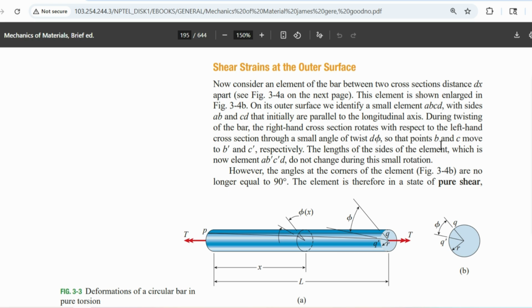So points B and C move to points B prime and C prime respectively. So the lengths of the sides of the element, which is now element A, B prime, C prime, D, do not change during this small rotation.